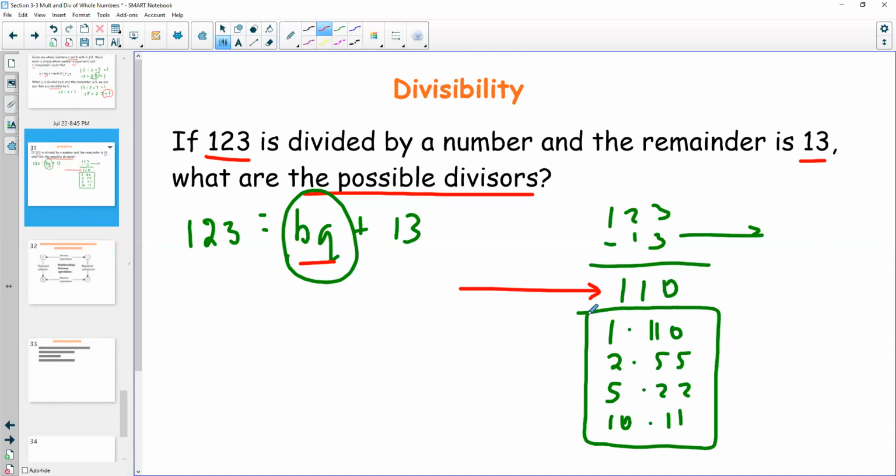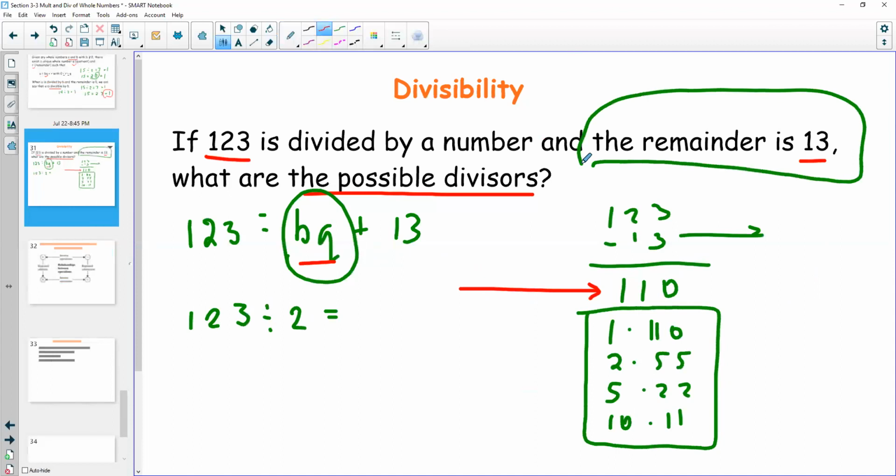Could they be a possible divisor? So if I did, for example, 123 divided by 2, would I get the solution to the problem and have the remainder be 13? Well, no, right? Because 123 is odd, but 122 is even, so I'd get 50. 100 divided by 2 is 50. 22 divided by 2 is 11. So I'd get 61, remainder 1. Well, that doesn't help, so I can't use a 2.